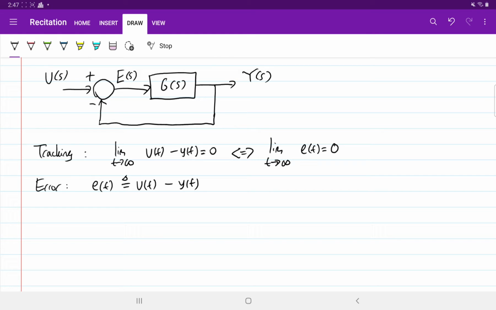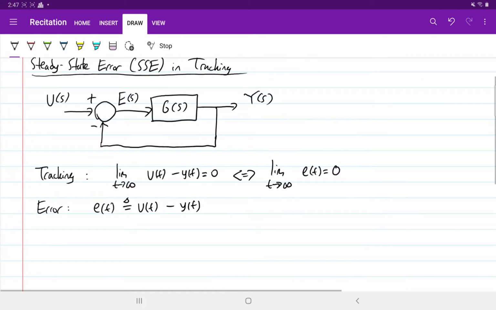So u is sometimes referred to as the reference or the set point, and it can be any signal like step function, ramp function, and so on. Basically, u can be a piecewise constant signal, and this is a typical system when we have tracking. So we will have a unity negative feedback control system.